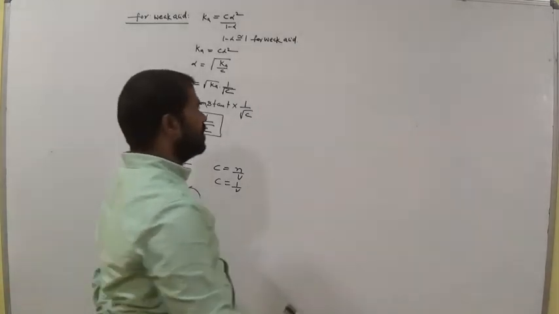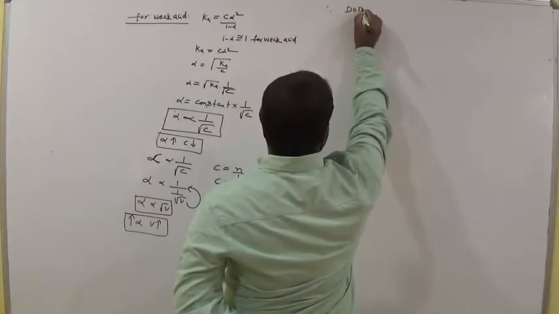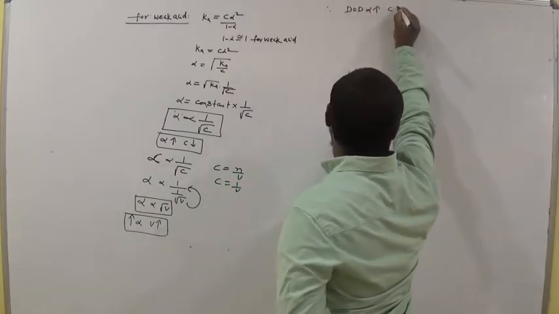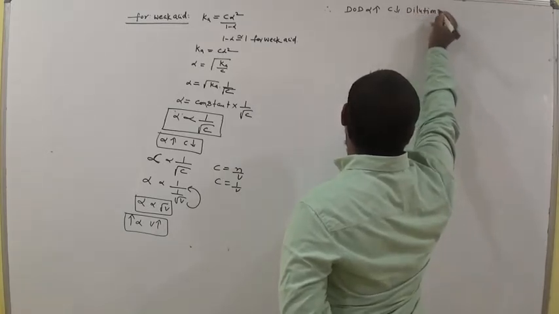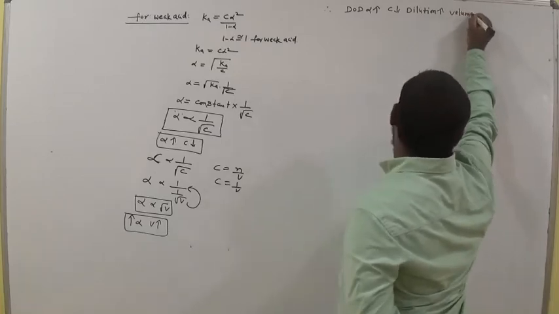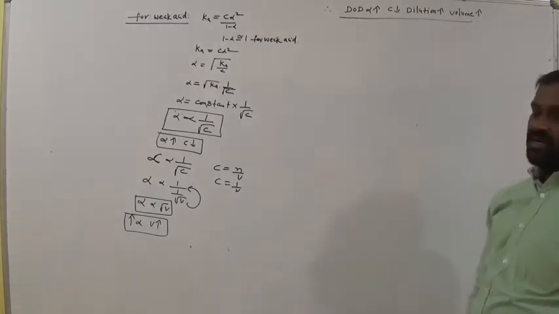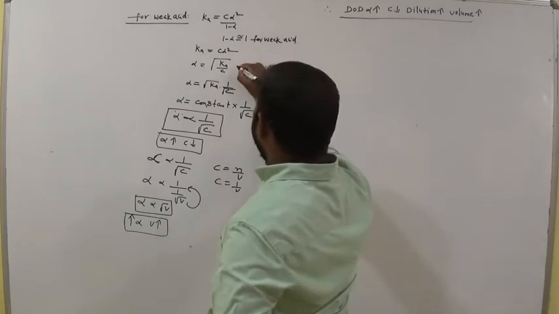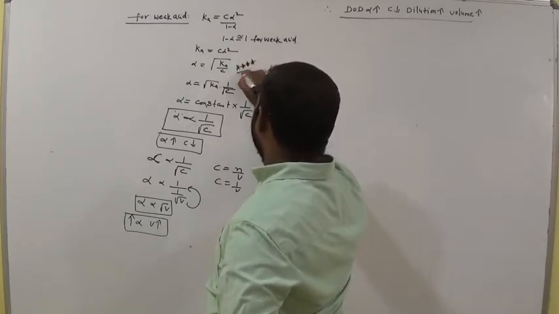V means volume. So finally we conclude that the degree of dissociation alpha increases when C decreases, dilution increases, and volume also increases. This condition is for a weak acid. These formulas are very, very important.